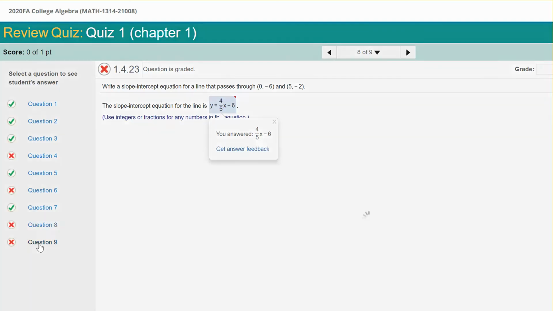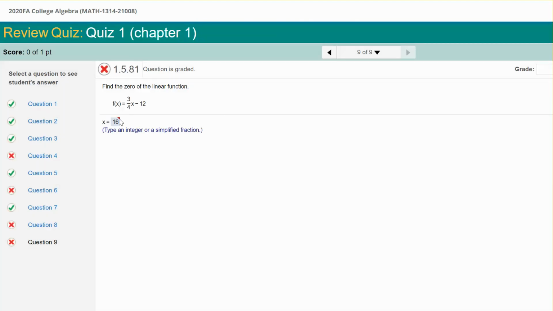And then on number 9, let's see, so find the 0 of the linear function. So in this problem, you need to set 3/4 x minus 12 equal to 0. I need to find the x value that causes this expression to equal 0. So if you have 3/4 x minus 12 equals 0, you can add 12 to both sides and you'll get 3/4 x is equal to 12.